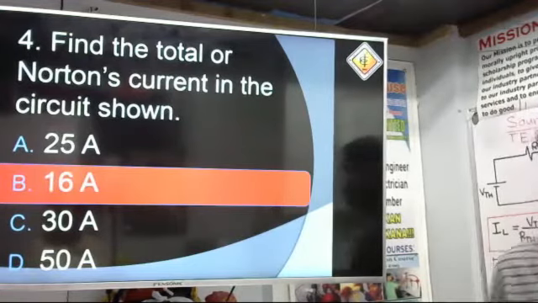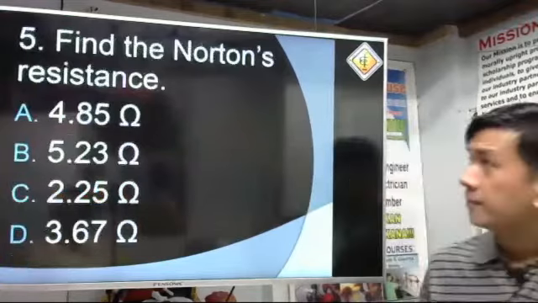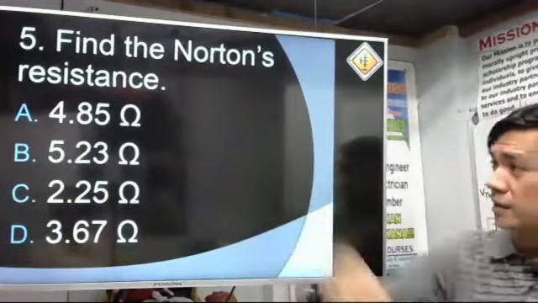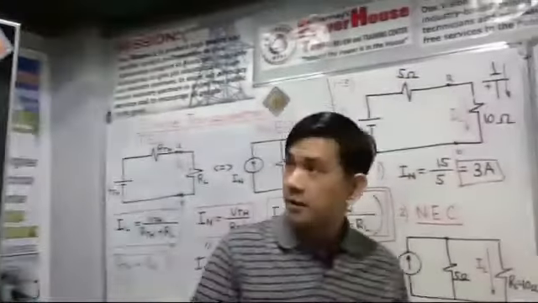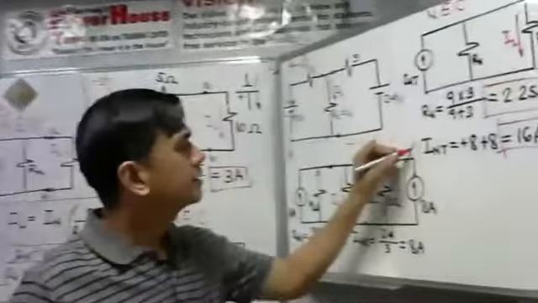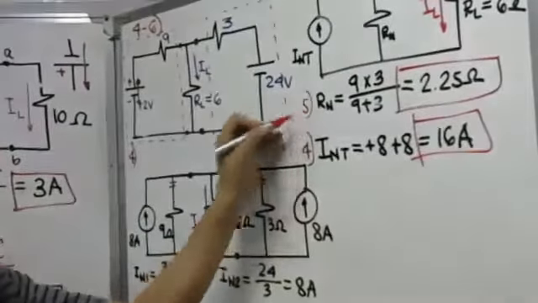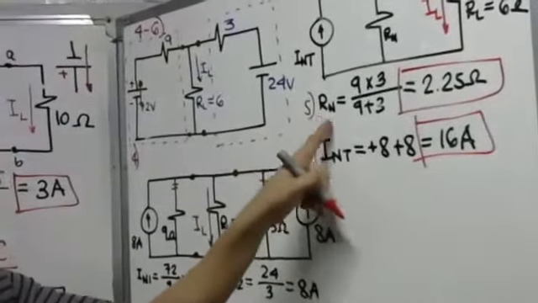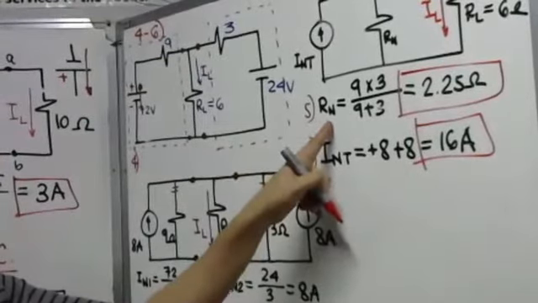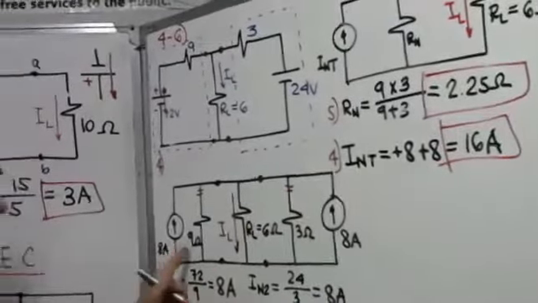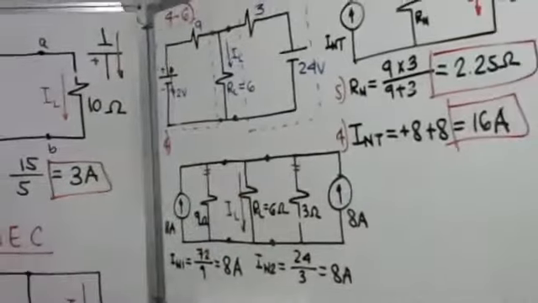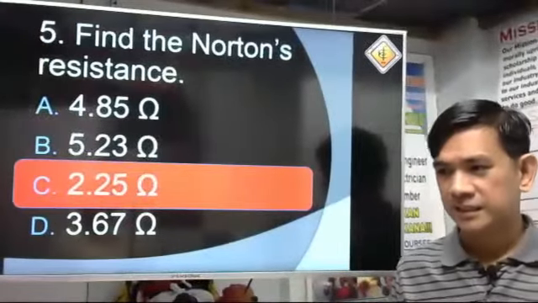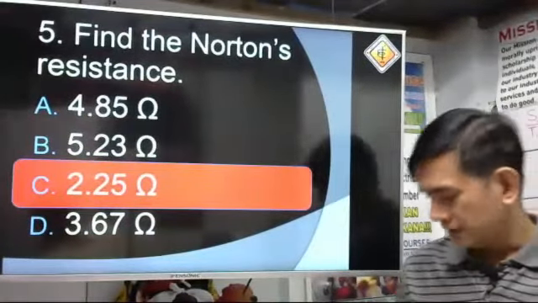Okay. Let's go now with problem number 5. Problem number 5, find the Norton's resistance. Actually, we already have this value. Nauna na. So this is number 4 and then this is number 5. Which is the parallel combination of the 9 ohm and the 3 ohm resistor. So we have 2.25, which is letter C. So that is letter C.